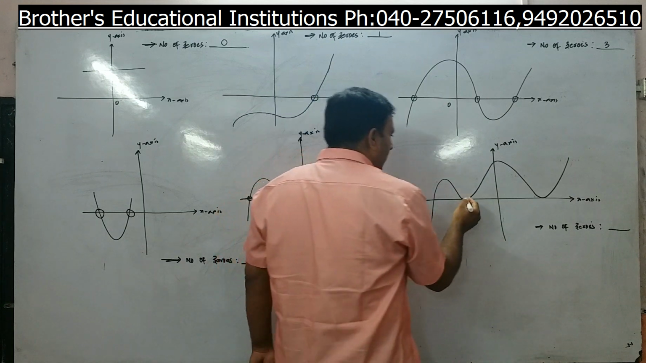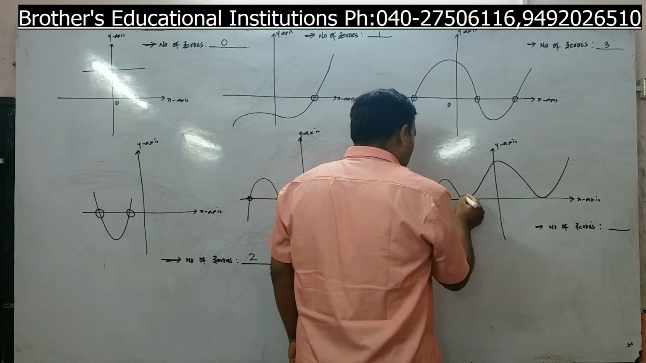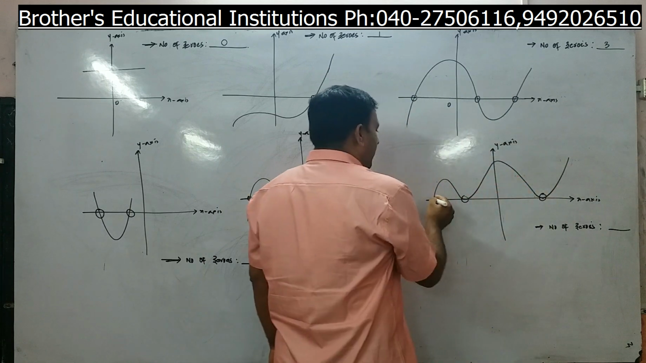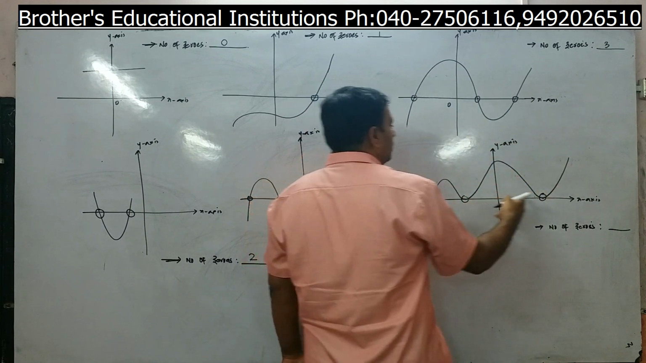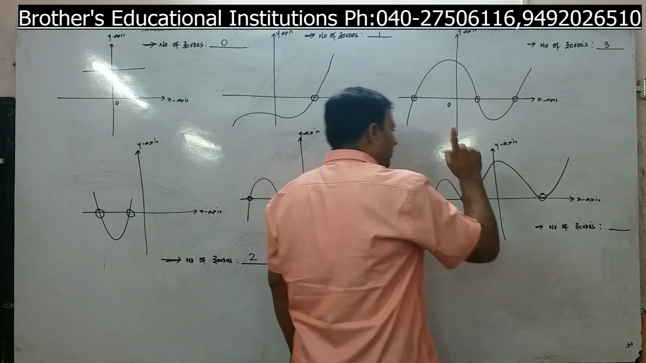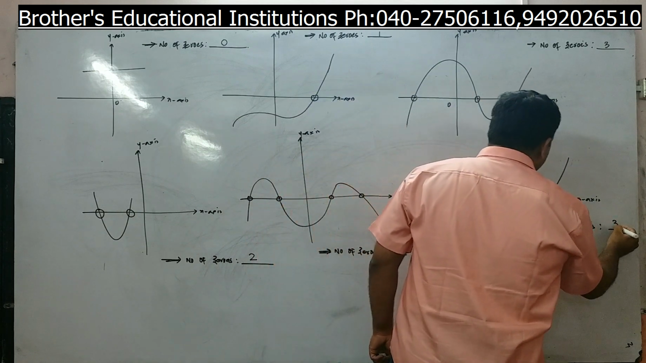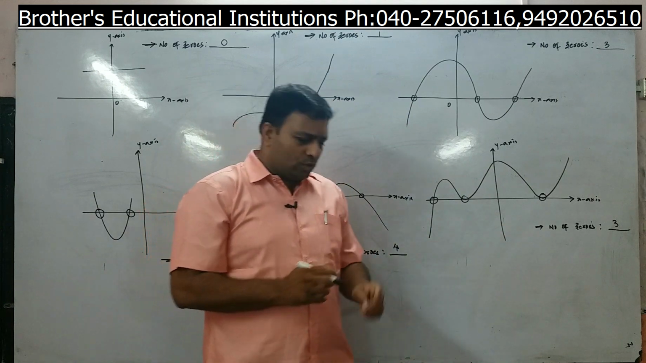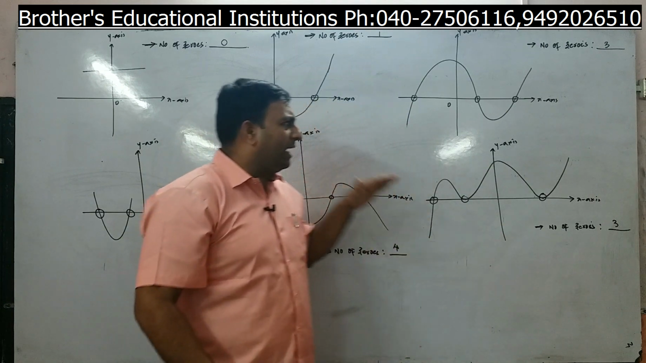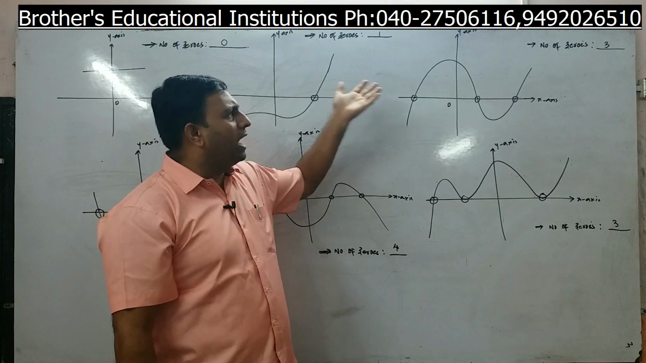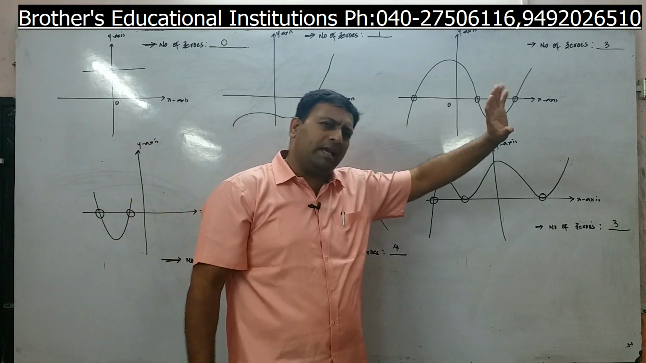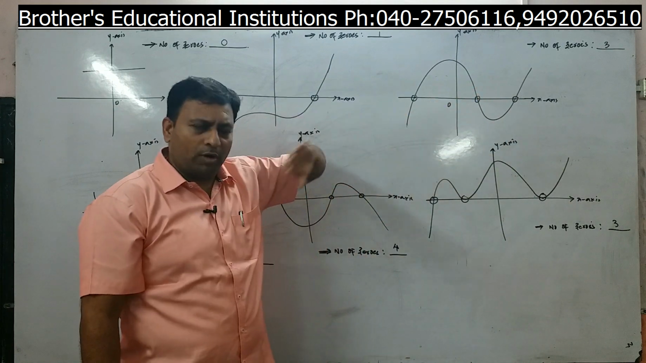And here you can see it is not cutting but it is touching, no doubt. So I will consider this. Here also it is not cutting, it is touching, right? And here it is cutting. So 1, 2, 3. 2 times it is touching, 1 time it is cutting. So how many zeros are there? 3 zeros are there for this particular given graph. So I am sure you understood, whenever a graph is given to you, how to identify the number of zeros associated with that particular graph or polynomial.